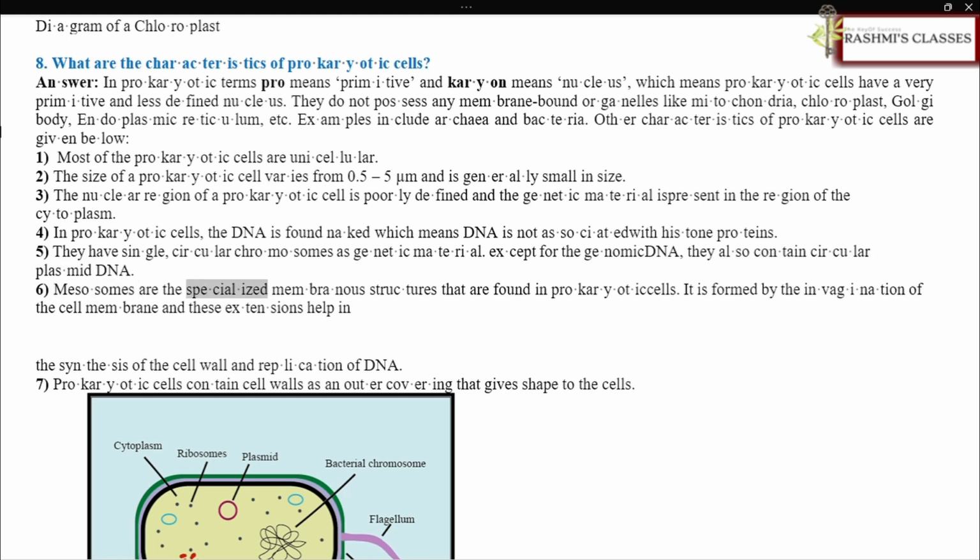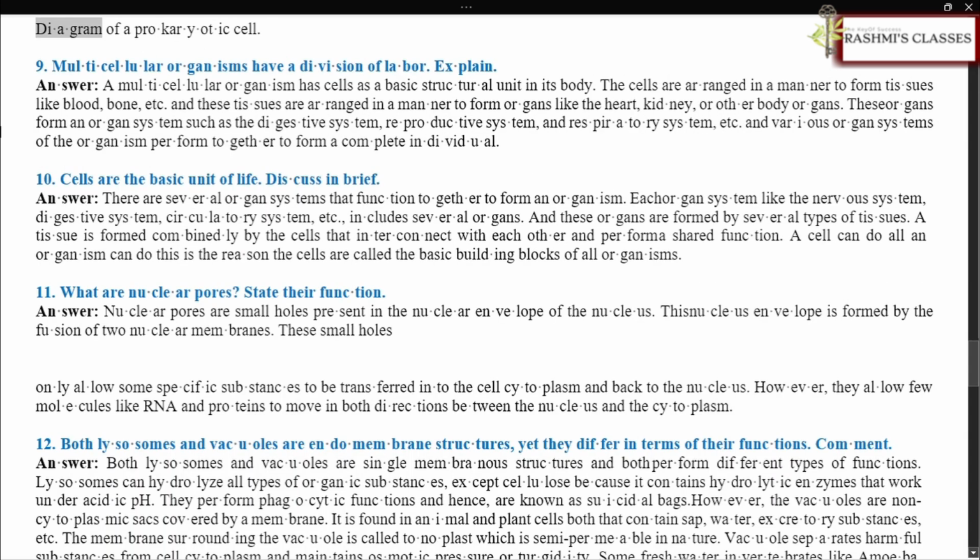Mesosomes are the specialized membranous structures that are found in prokaryotic cells. It is formed by the invagination of the cell membrane, and these extensions help in the synthesis of the cell wall and replication of DNA. Prokaryotic cells contain cell walls as an outer covering that gives shape to the cells. Diagram of a prokaryotic cell.